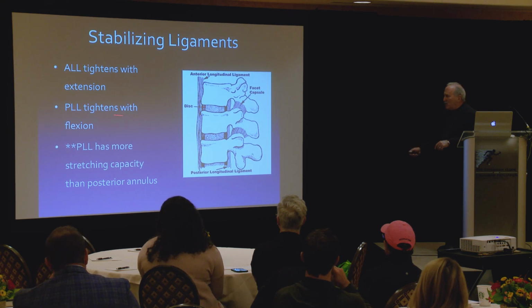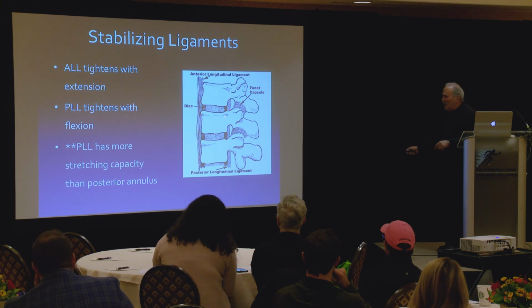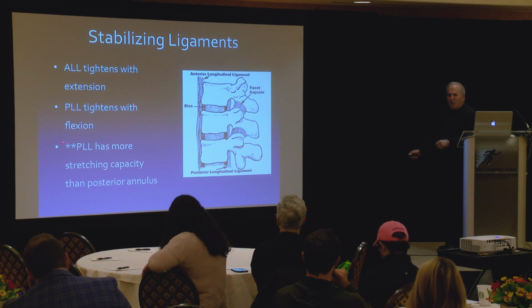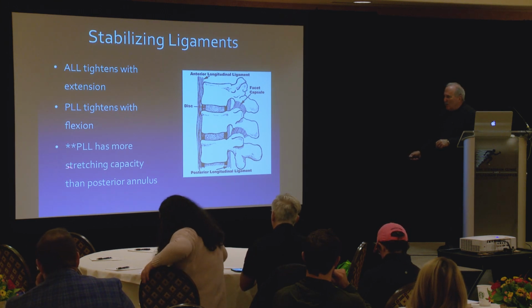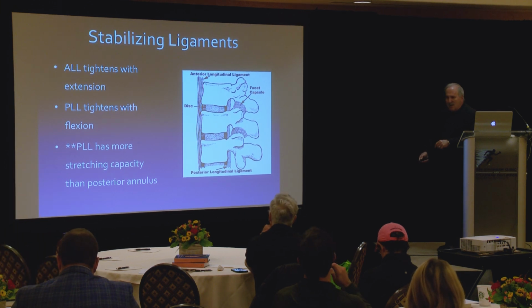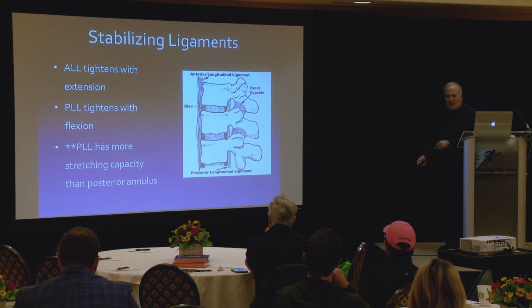So the posterior longitudinal ligament tightens with flexion. Very important point. When you see double stars, that's important. The PLL has more stretching capacity than the posterior annulus. Why is that important? Because the PLL cannot protect the posterior annulus when you bend forward. So you can tear the posterior annulus with an intact PLL.